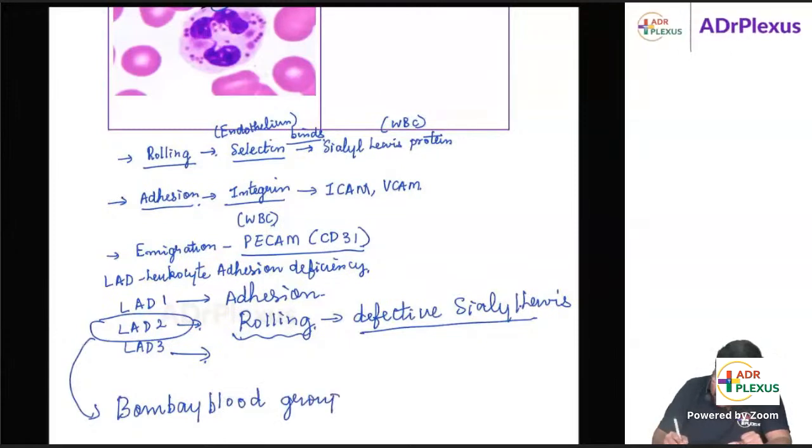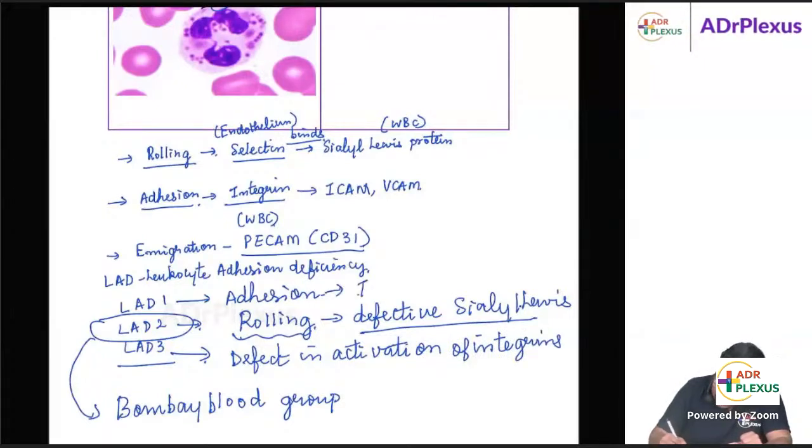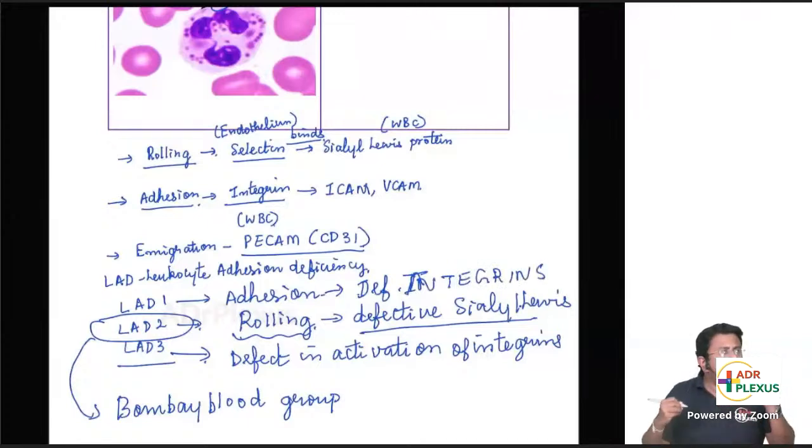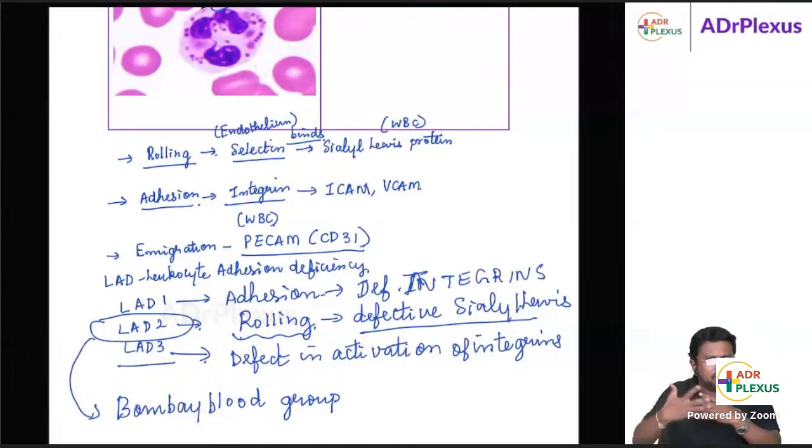And LAD3 is a defect in the activation of integrins. Adhesion is defective, as all of us know, because of defective integrins. So what is the classical history or clue they can give you in the exam when they want to discuss LAD?